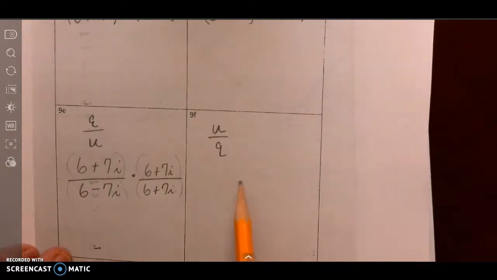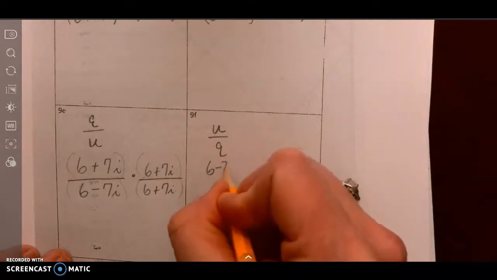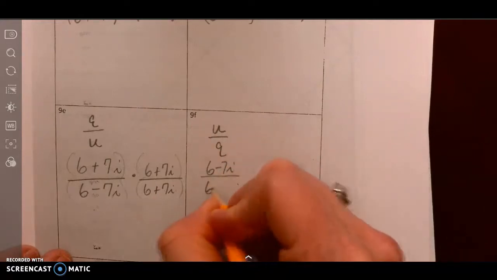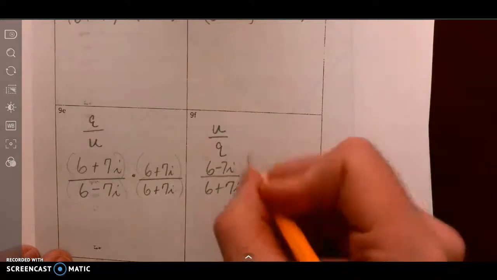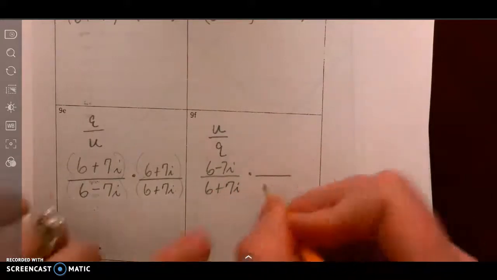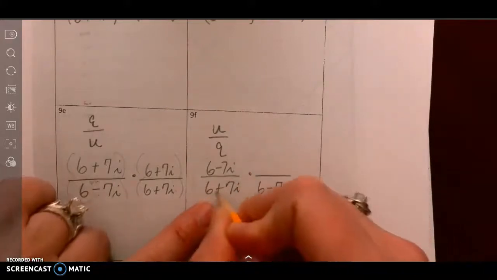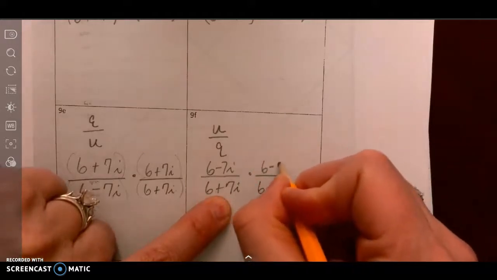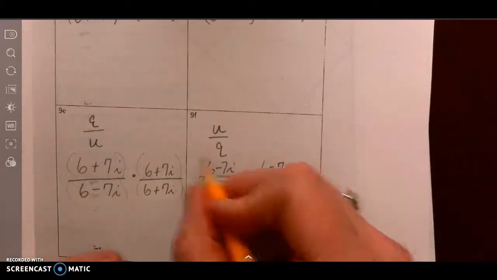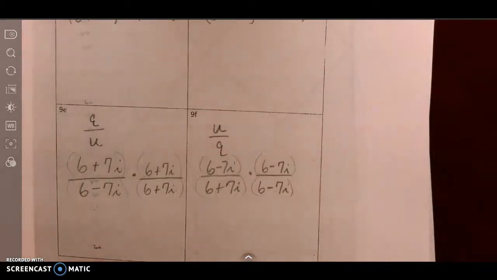In 9F, you're going to have u on top, which is 6 minus 7i, divided by 6 plus 7i. Again, you have to rationalize the denominator, so you're going to multiply by the complex conjugate, which is 6 minus 7i. First term stays the same, the second one changes. And you have to multiply by the same thing on the top and bottom. You're going to need to FOIL and then simplify. You will get different answers. These will not be the same.